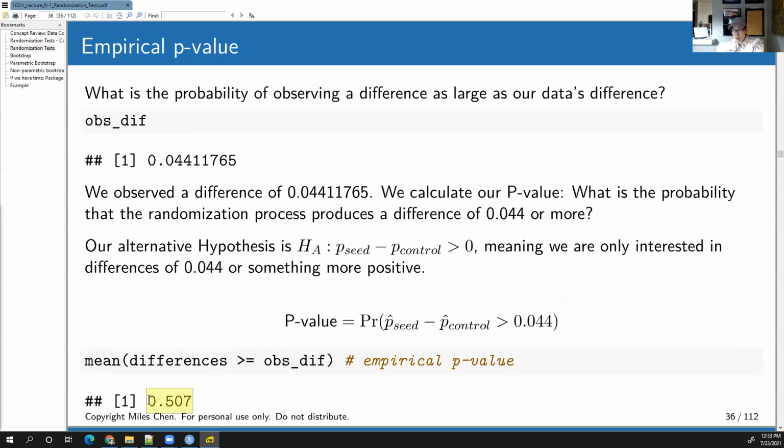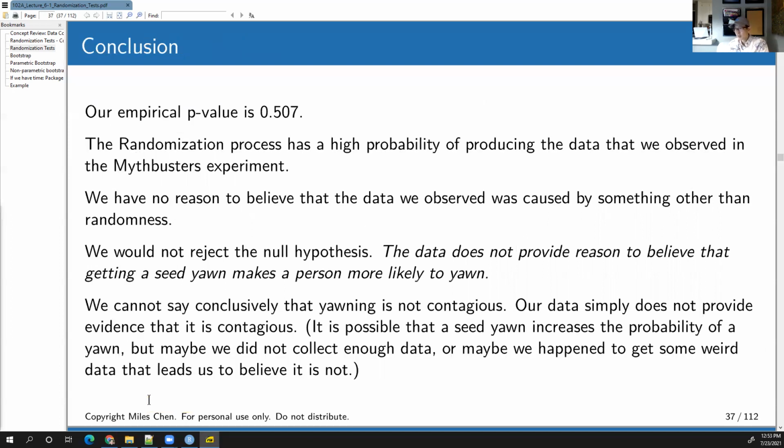So this is my empirical p-value. My empirical p-value ends up being around 0.5. What this means is that just from randomization, we could end up getting a difference of 4.4 percentage points. So Mythbusters on the TV show said, oh, 29% versus 25%, that's a difference of 4 percentage points. It's not dramatic, but definitely that means we've confirmed this theory that yawning is contagious, because we got 29%, which is greater than 25%.